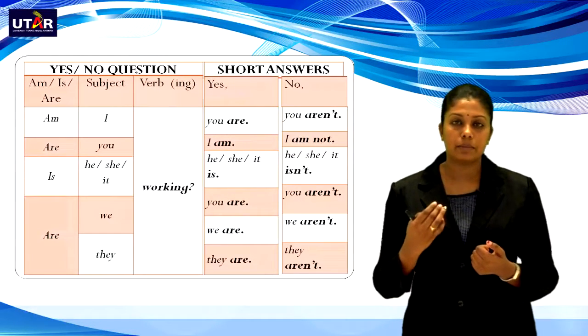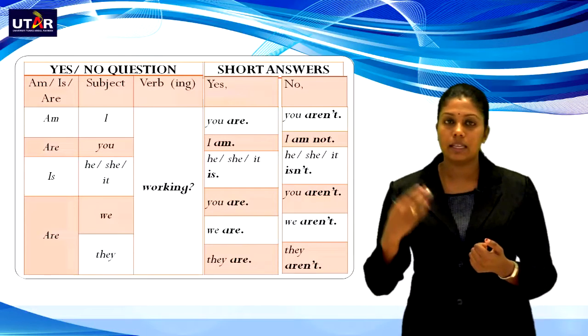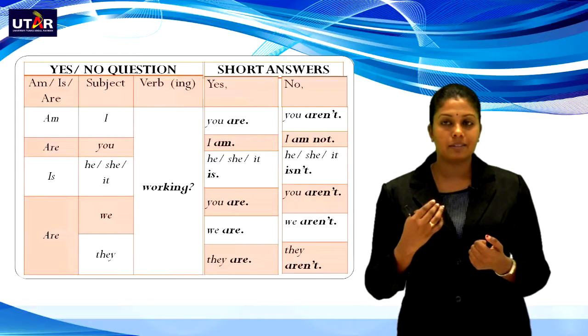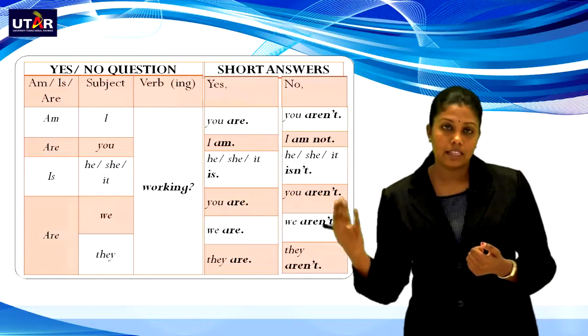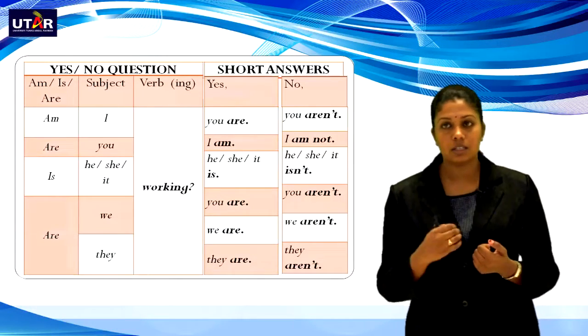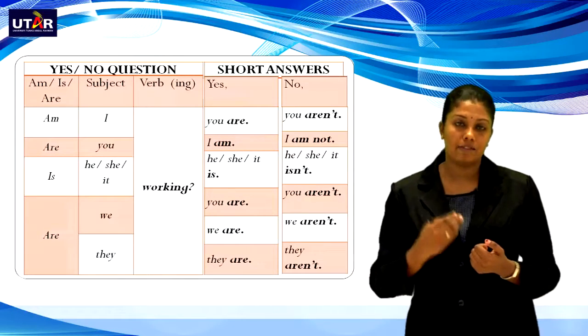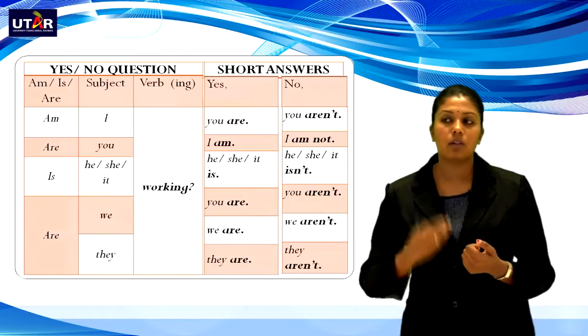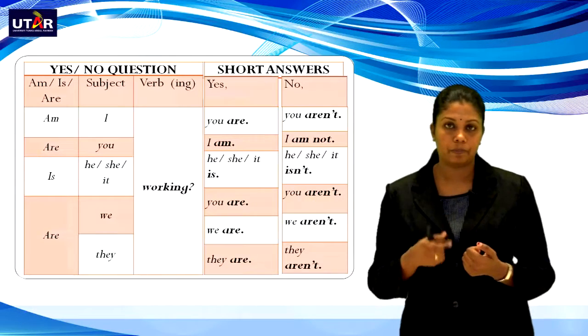Then we have the plural subject. Are we working? Yes, you are. Yes, we are. And then you have the negative answer. No, you are not. No, we are not. And the final one, are they working? Yes, they are. Or no, they are not.